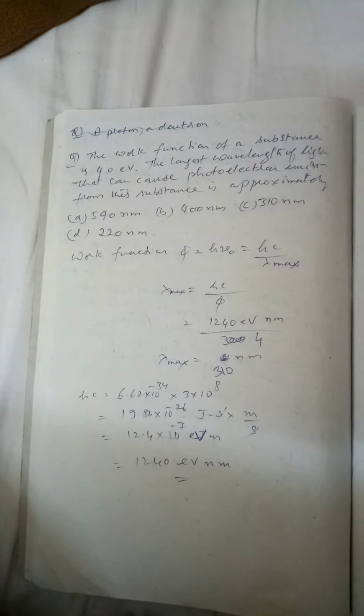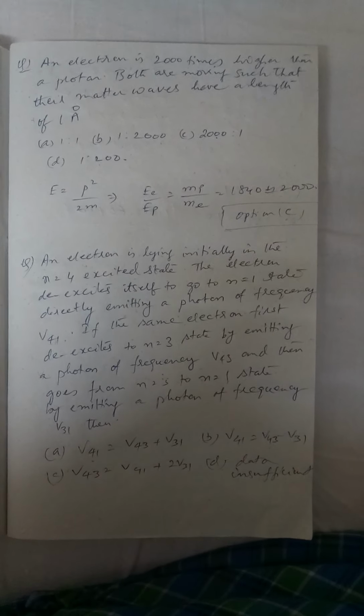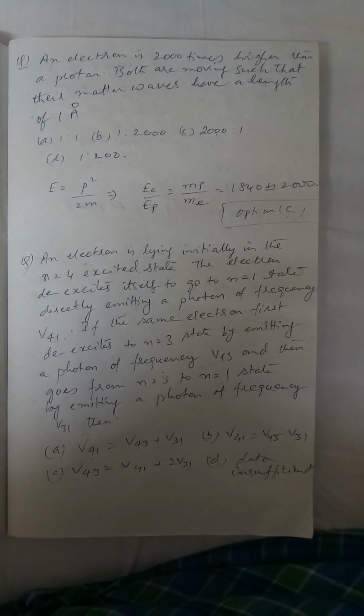An electron is 2000 times higher than a proton. It is not electron actually. A proton is 2000 times heavier than an electron actually. Okay, I have written some mistake here. Basically a proton is 1836 times heavier than an electron. Both are moving such that their matter waves have a wavelength of 1 angstrom. Now he is saying that their wavelengths are the same.